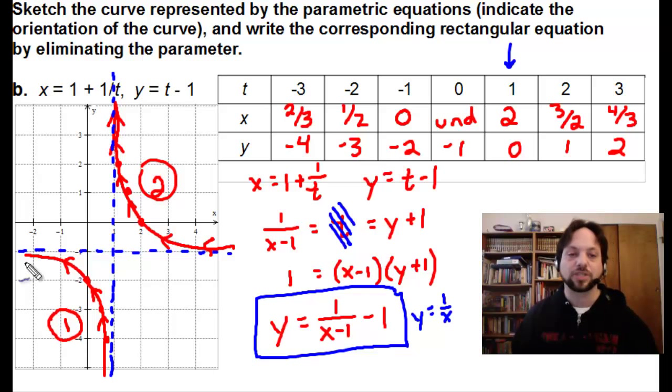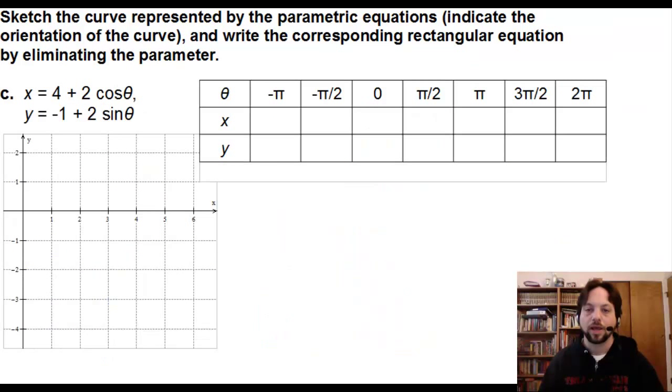Our third example is going to be a little bit different, a little bit more complex. Our new parameter is going to be theta, so we're not going to be looking at time any longer. We're going to be looking at angles now. That will affect a few things, but so long as you're good with your trigonometry, we should have no problem with our third example. And here is our third example.